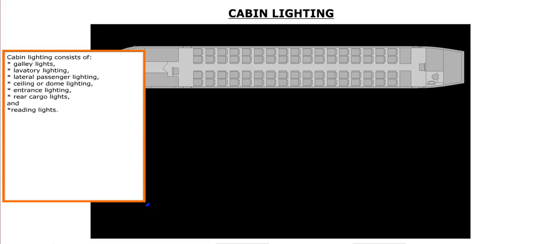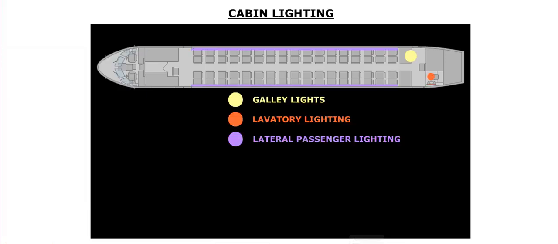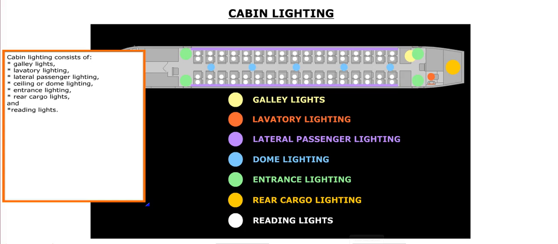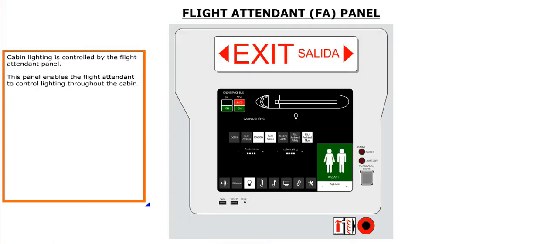Cabin lighting consists of galley lights, lavatory lighting, lateral passenger lighting, ceiling or dome lighting, entrance lighting, rear cargo lights, and reading lights. Cabin lighting is controlled by the flight attendant panel. This panel enables the flight attendant to control lighting throughout the cabin.